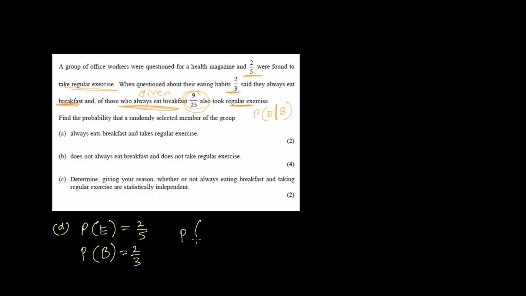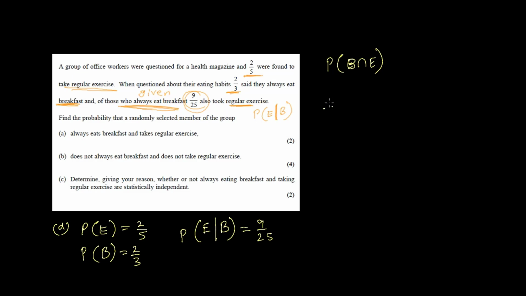Probability of having regular exercise, conditional on having had breakfast, is 9/25. That makes it a probability formula sum, where we use the set notations. Find the probability that a randomly selected member of the group always eats breakfast and takes regular exercise. And means intersection. We have to find the probability of breakfast intersection exercise. For this we have to use the formula.